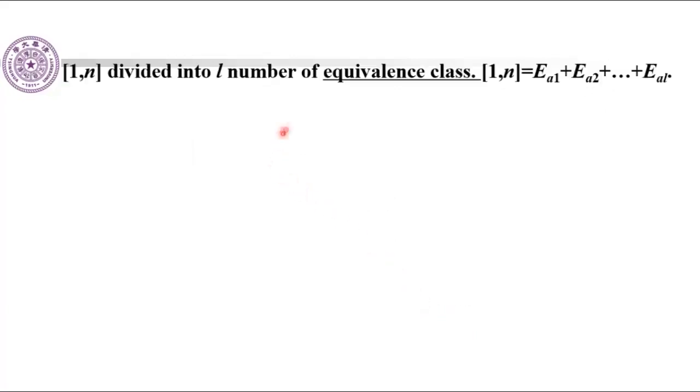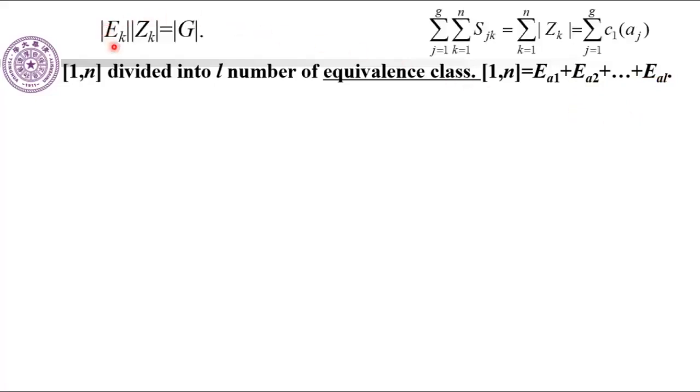Assume 1 until n, this many elements is split into L equivalence class. Then 1 until n can be written as ZA1 plus ZA2, continually adding up until ZAL. And this time we have two equations. One is that we have mentioned the orbit theorem, which is the number of EK multiplied by the number of ZK is equal to the number of whole permutations.